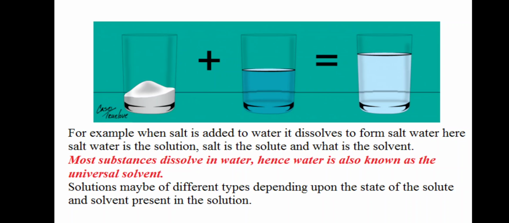You take salt, mix it in water, salt is the solute, water is the solvent. When you mix them together, it becomes a solution. Most substances dissolve in water, hence water is known as the universal solvent. So if you take water, it kind of dissolves everything. Not everything, sorry, most of the things. So that is why water is called universal solvent.